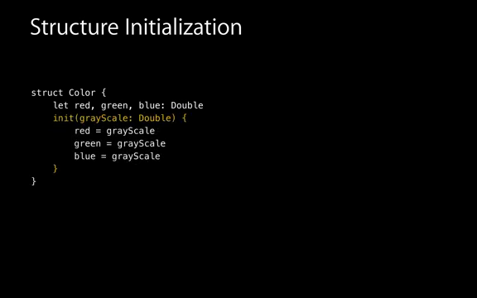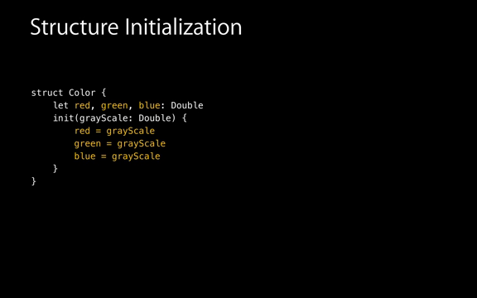Before we look at initialization in classes, let's take a look at initialization and how it works in structures. Let's define a simple color structure that has 3 properties, red, green, and blue, to represent the color components, and we'll deal with alpha later. Now let's say that we want to create colors in different shades of gray. Well, to do so, we can define a single initializer here, a very simple one, that simply takes a single grayscale double value and sets all of the stored properties of the structure to that same value.